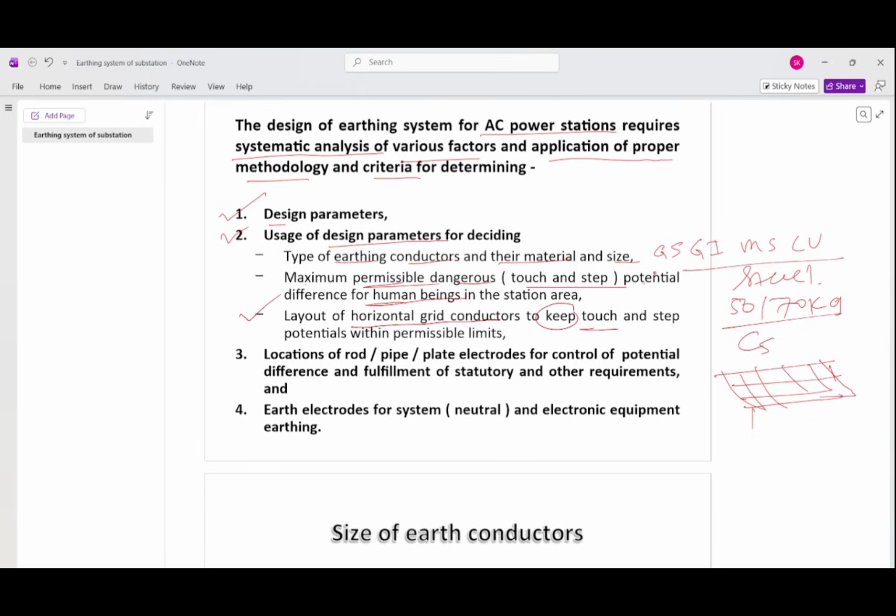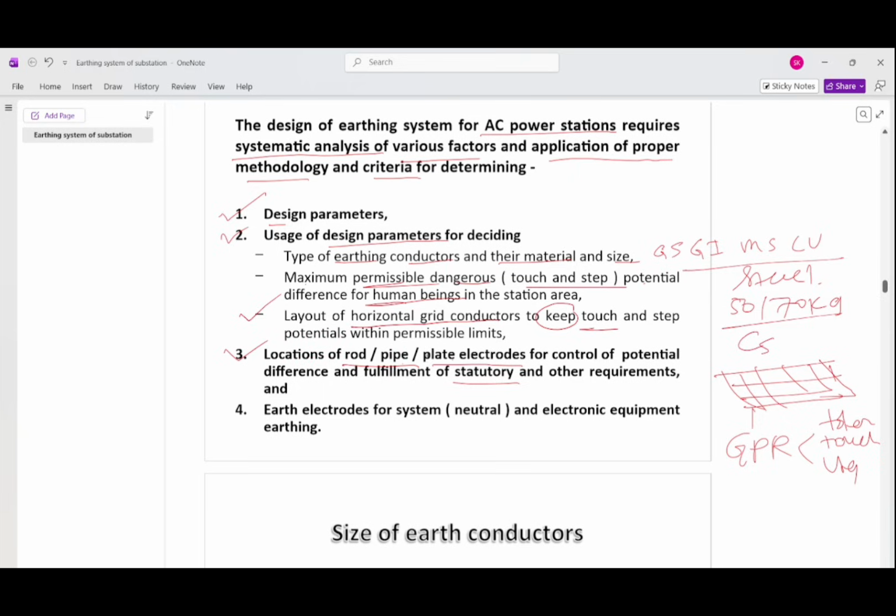The grid is to be sufficient to maintain the GPR, the ground potential rise, lower than the tolerable touch voltage. So this is an important criterion. Third, the location of the rod, pipe and plate electrodes for control of potential difference and fulfillment of statutory and other requirements. So the location of rods, pipes and plate electrodes for control of potential difference is also very important.